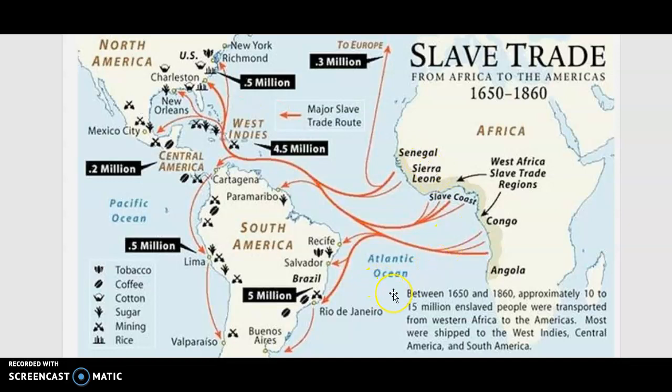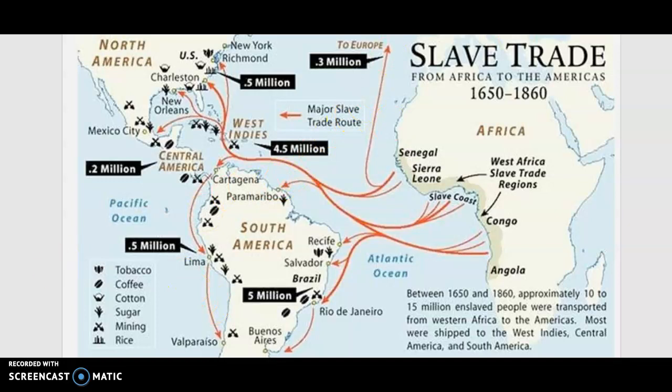But in this blurb, it says between 1650 and 1860, approximately 10 to 15 million enslaved people were transported from Western Africa to the Americas. Most were shipped to the West Indies. Again, West Indies is here, present day Caribbean. West Indies, Central America here, and South America.